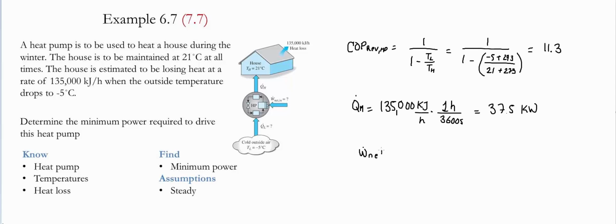Now that we have this value, we're going to calculate the minimum power by simply using the relationship for the coefficient of performance using the heat rejected and the power going in. We're going to solve that equation for the amount of power required. That is equal to the heat rejected divided by the coefficient of performance for the heat pump. Therefore, we use the value that we just calculated, 37.5 kilowatts, and the value of the coefficient of performance calculated previously. And then we find that the minimum amount of power required is equal to 3.32 kilowatts.